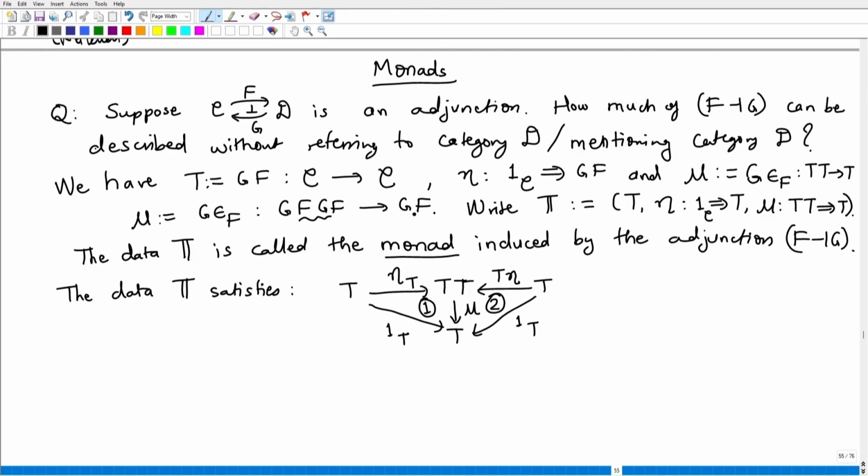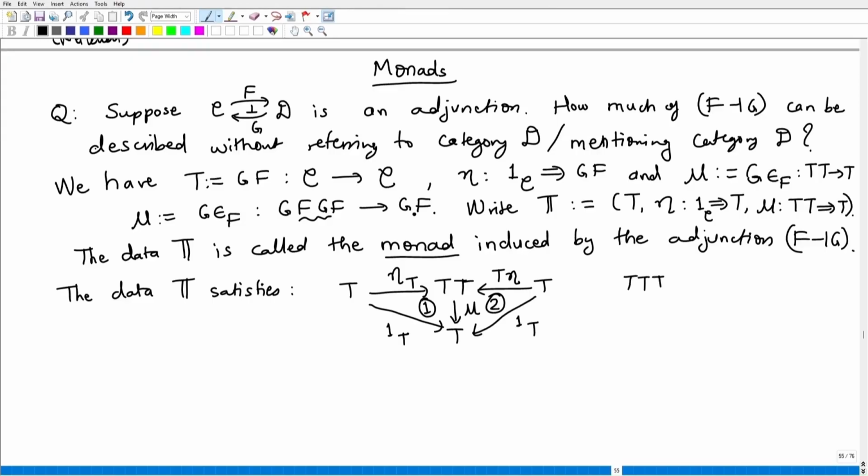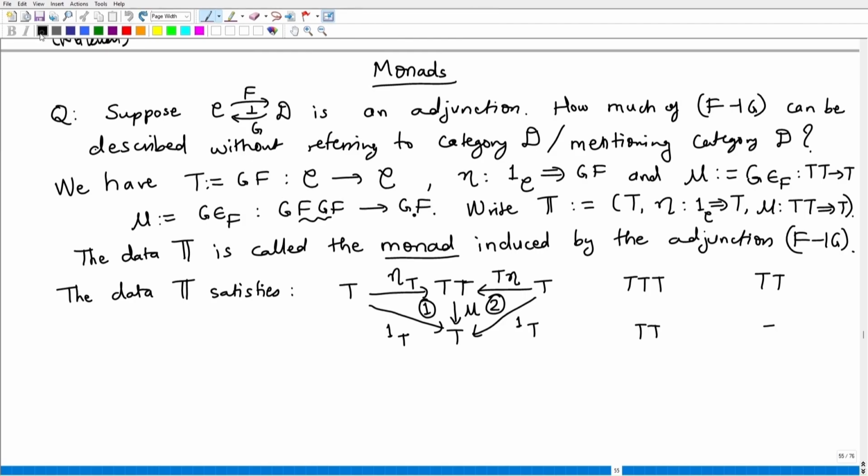It's trying to say that eta is a left as well as right identity. And finally, we are going to say that mu is associative. And mu is associative, we write it like this: TTT to TT, and TT to T.